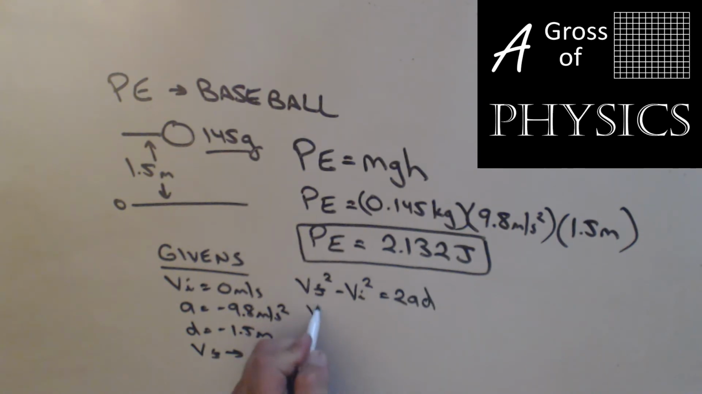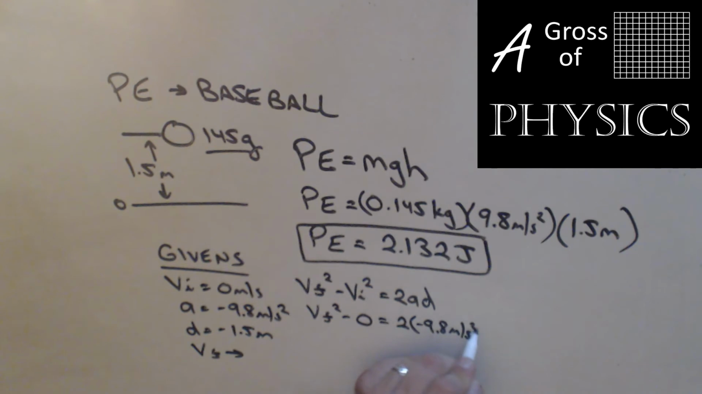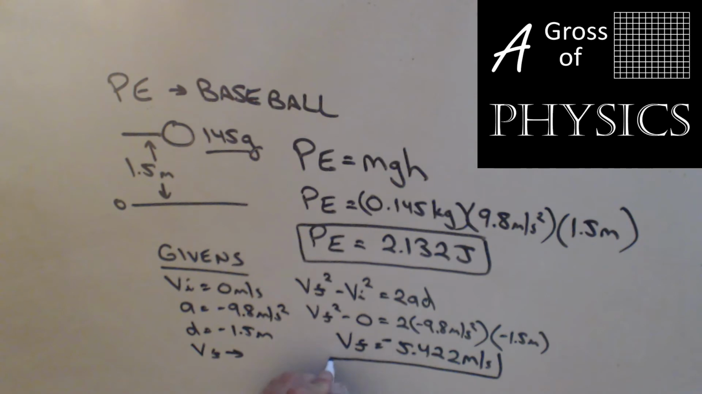So VF squared minus 0 equals 2 times negative 9.8 meters per second squared times negative 1.5 meters. So you get VF squared equals 2 times 9.8 times 1.5, because the negatives cancel out, and you have 29.4. Take the square root, and you have 5.422, and it will be negative because we're talking about velocities.